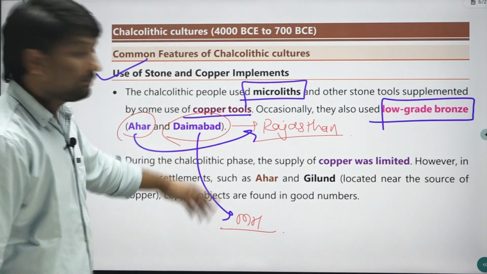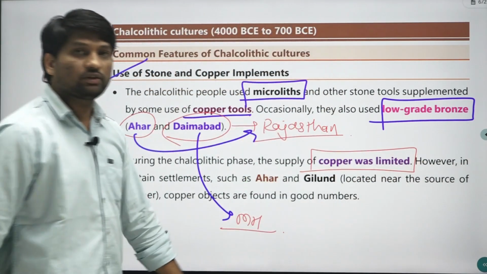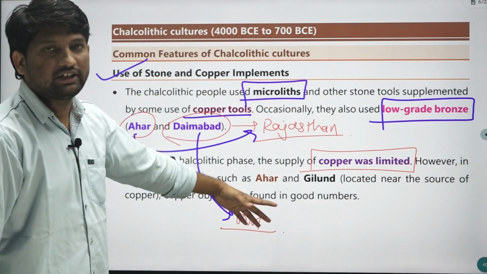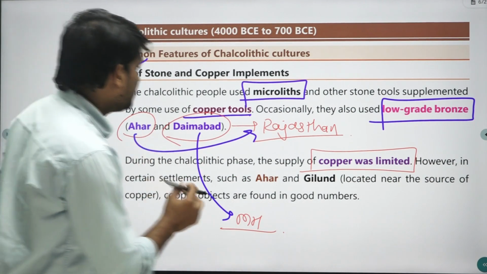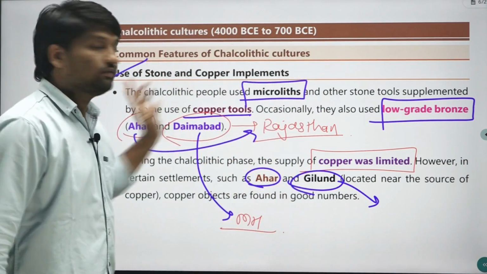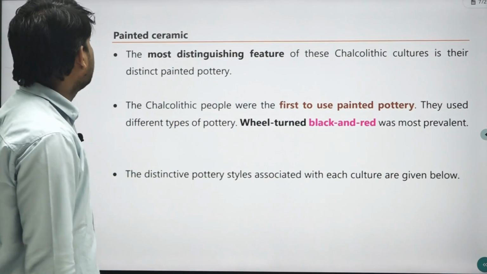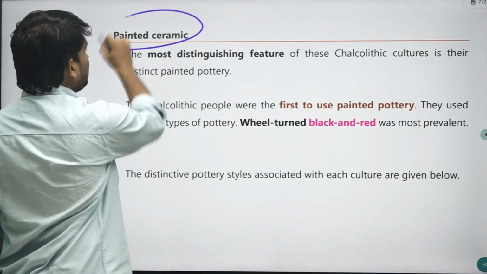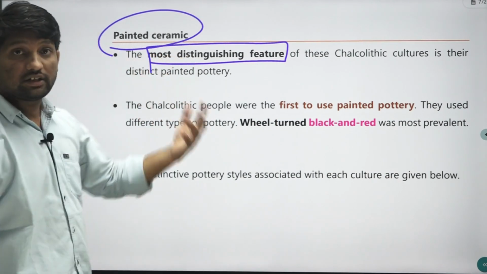During this Chalcolithic phase, the supply of copper was limited. Why was the supply of copper limited? Copper was just discovered during this time, right? So supply was limited, and two sites from Rajasthan, Ahar and Gilund, were the source of copper for the other Chalcolithic sites. Painted ceramics were the most distinguished feature of this Chalcolithic culture.